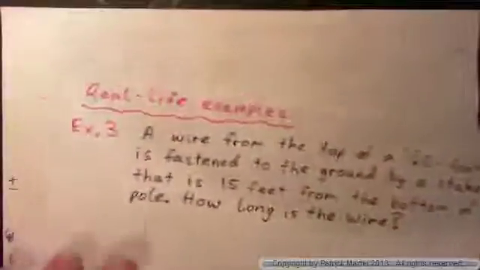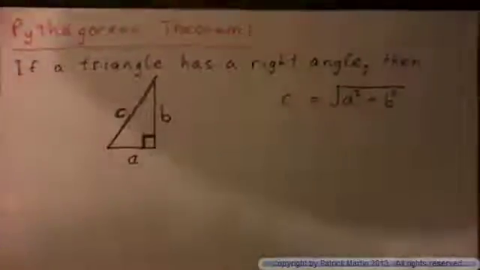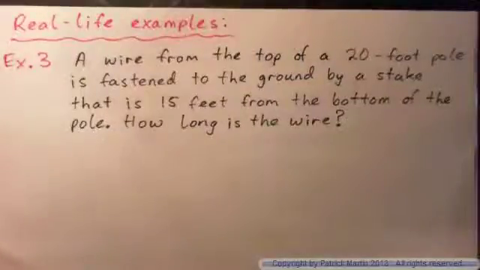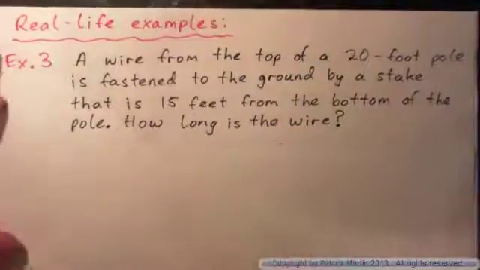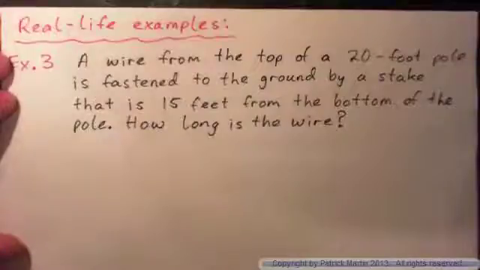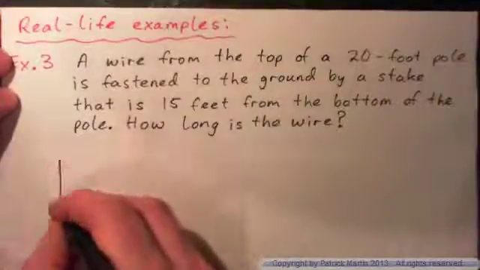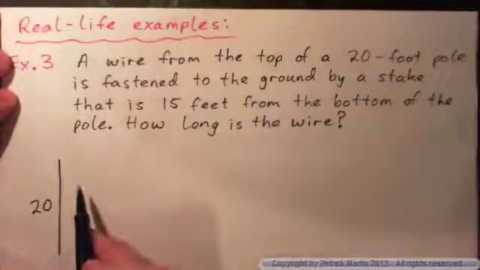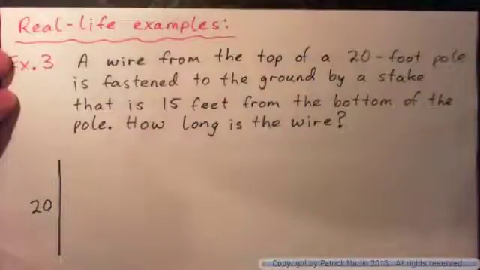Okay, on to example 3. A wire from the top of a 20-foot pole is fastened to the ground by a stake that is 15 feet from the bottom of the pole. How long is the wire? What does that mean? Okay, let's draw a 20-foot pole. A wire is fastened to the ground by a stake that is 15 feet from the bottom of the pole. This is the bottom of the pole, and it means 15 feet horizontally. It means 15 feet over here in this direction.